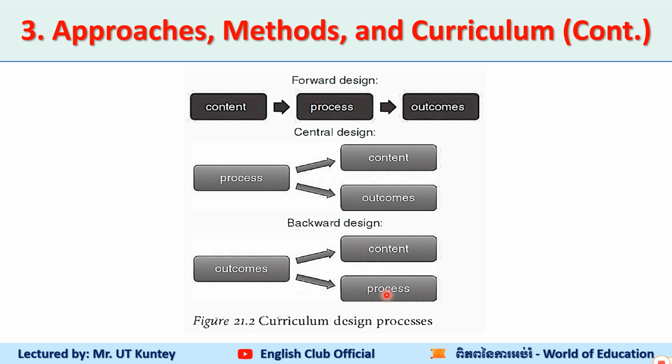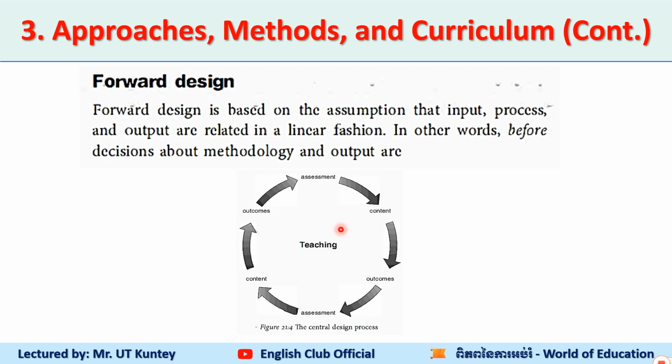I get it, yeah. And next point, this is the central design process, teaching. When we talk about central design process, we refer to the teaching. So in teaching you have to choose any content, and after content you have to assign the learning outcome, after outcome you assess. So content, then outcome, then assess. During your teaching performance you have to do these 3 steps.